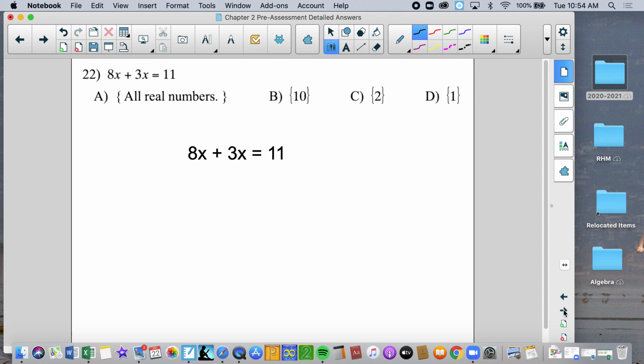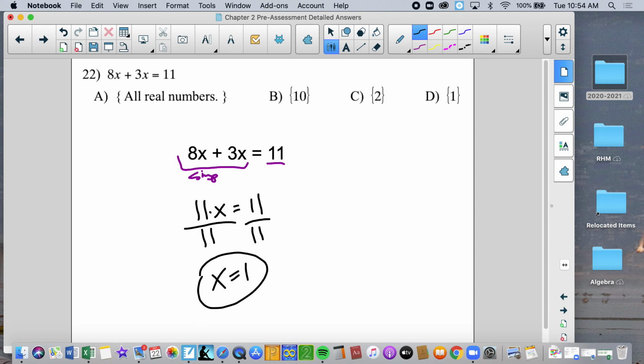Number 22, again, we have variables on the same side. We have our constants already combined on the right side. So I'm going to simplify these because they're on the same side of the equal sign. 8x plus 3x gives me 11x. 11 is multiplying. The inverse of multiplying by 11 is dividing by 11. And 11 over 11 equals 1.